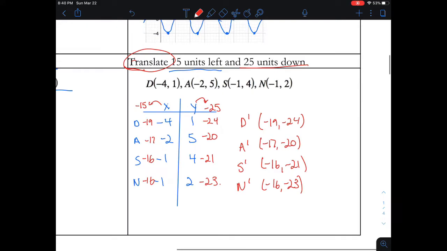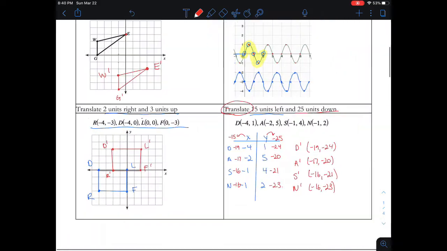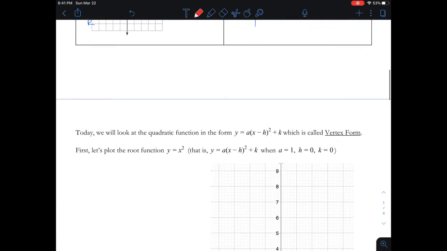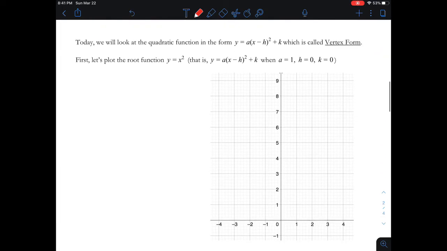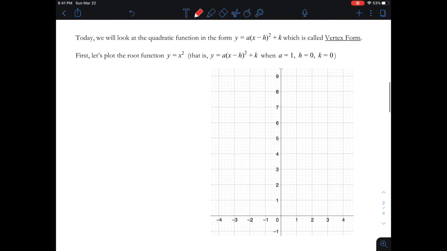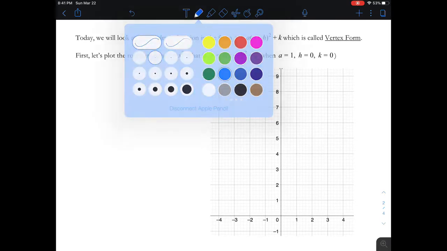All right. So that's just a really quick intro to the method I want you to use to graph quadratics once we get there. Now, before we are able to transform a quadratic, we first need to know what the most basic one looks like. So that's what we're going to do right here.